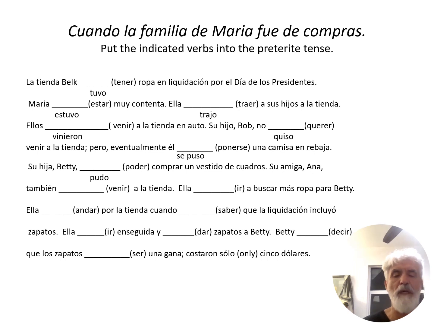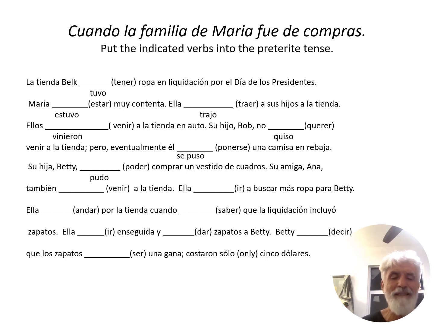De cuadros is checkered. Su amiga Ana también venir a la tienda. So we want to say her friend Anna also came to the store. Venir a la tienda. Ella ir a buscar más ropa. She ir a buscar. She went. Ir is to go, to look for more clothing. So let's go back. Su amiga Ana también venir a la tienda.